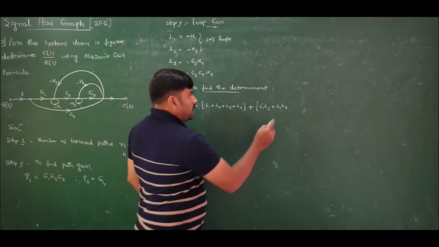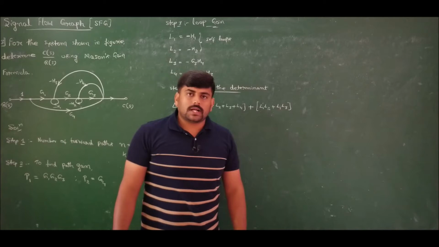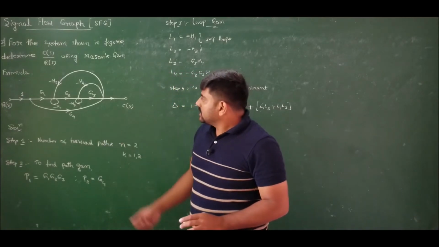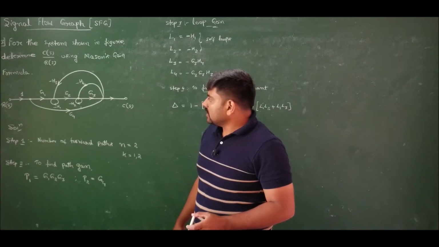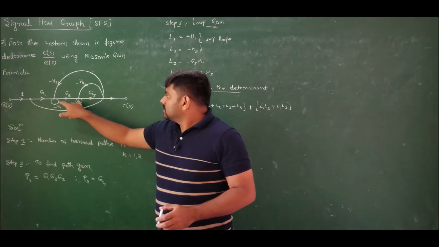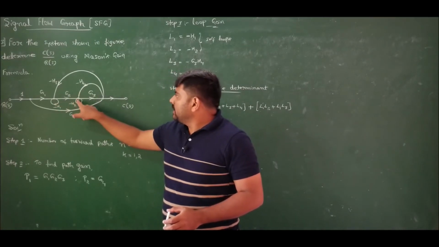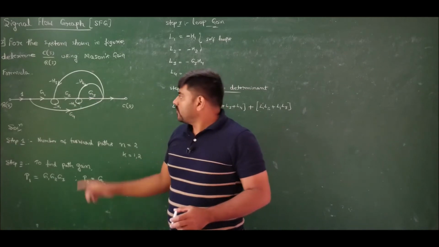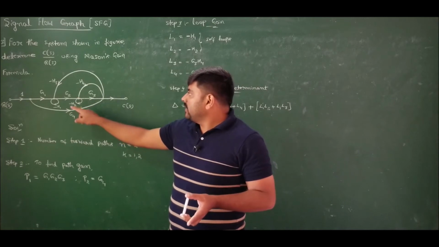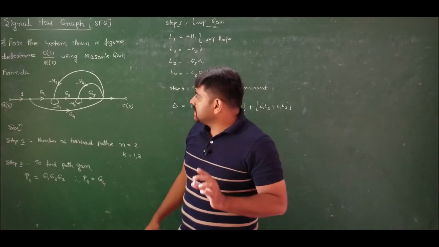Next the formula continues as minus the sum of gain products of all combinations of three non-touching loops. Is there any set of three non-touching loops here? No. L1 is not touching L2, and L1 is not touching L3, but L2 and L3 are touching each other. All three loops should not touch each other, so it is not a combination of three non-touching loops.